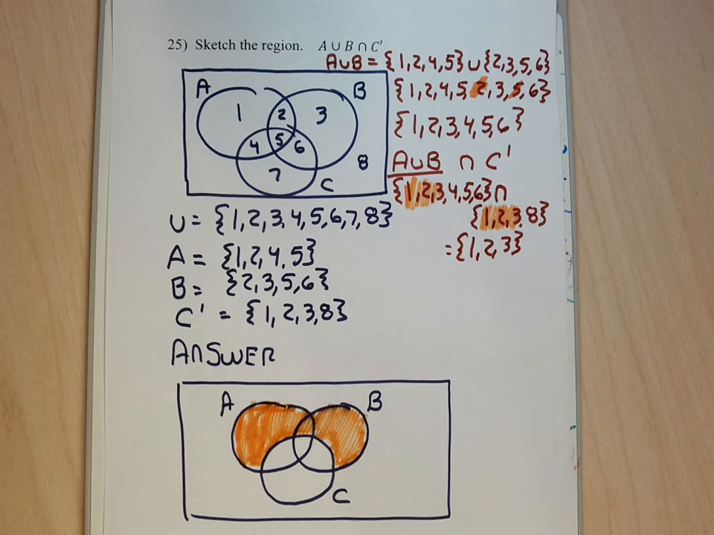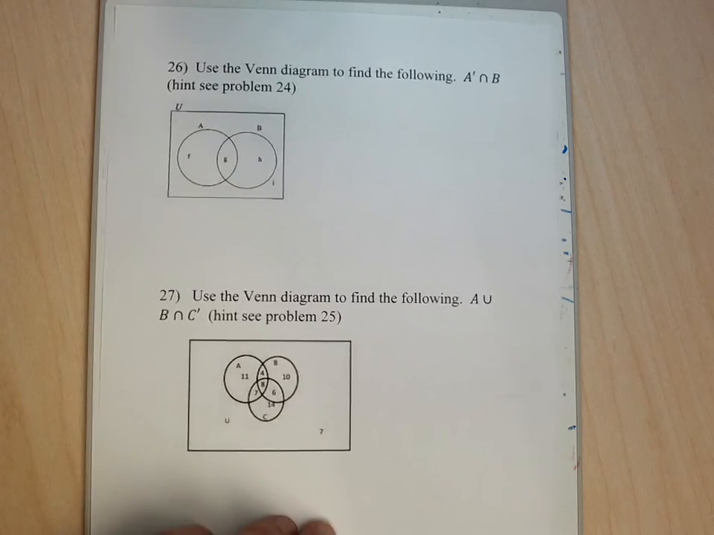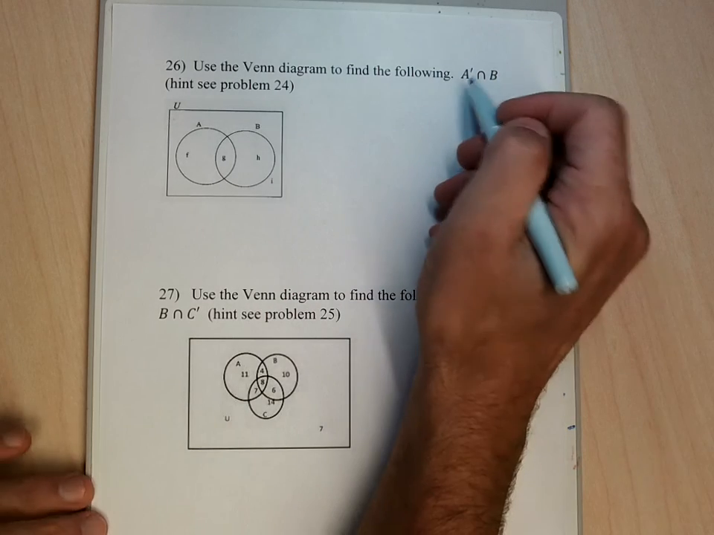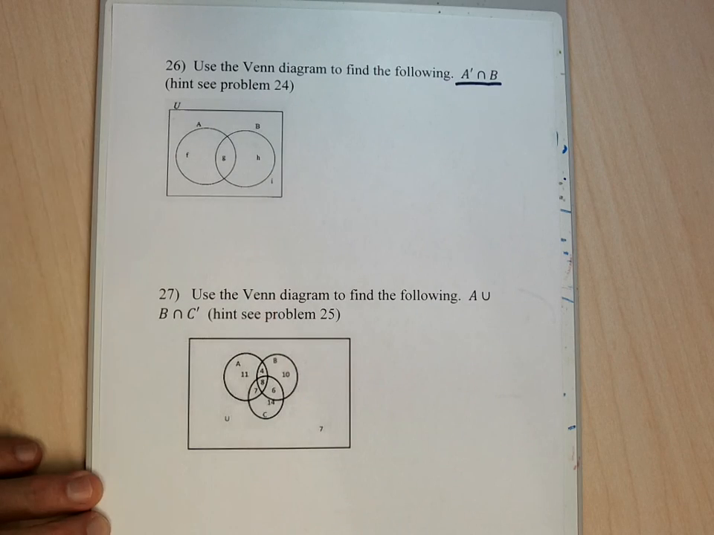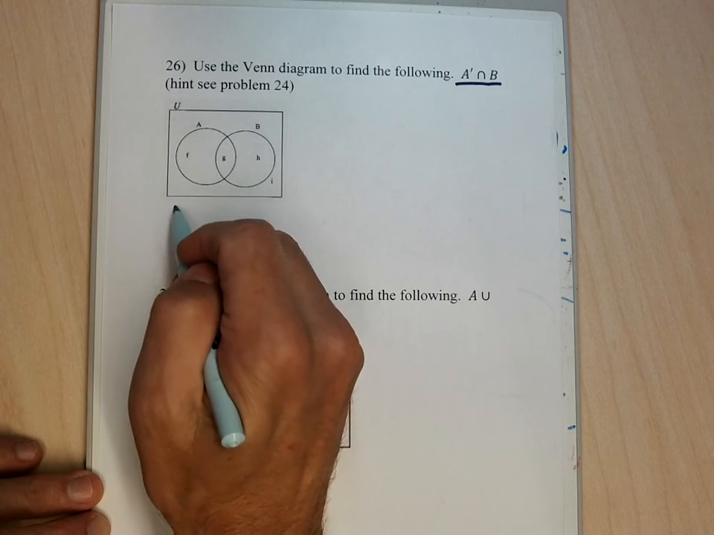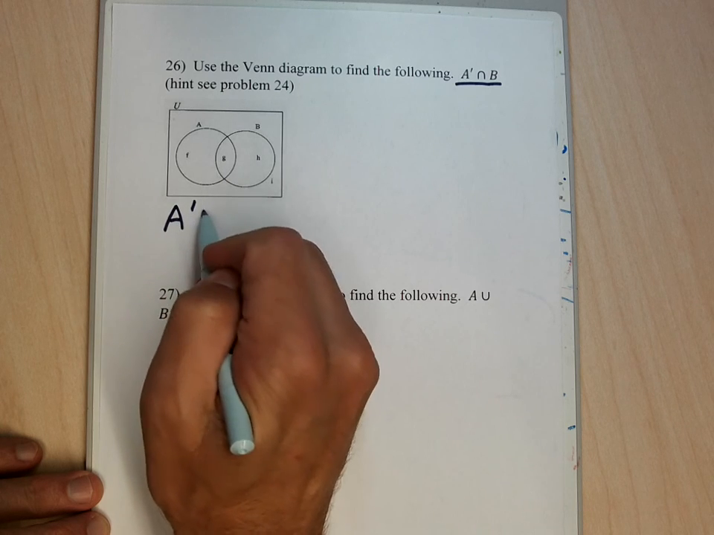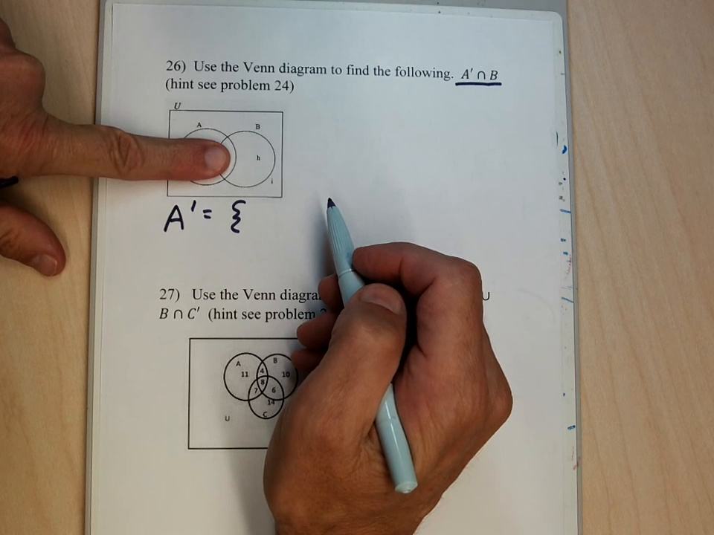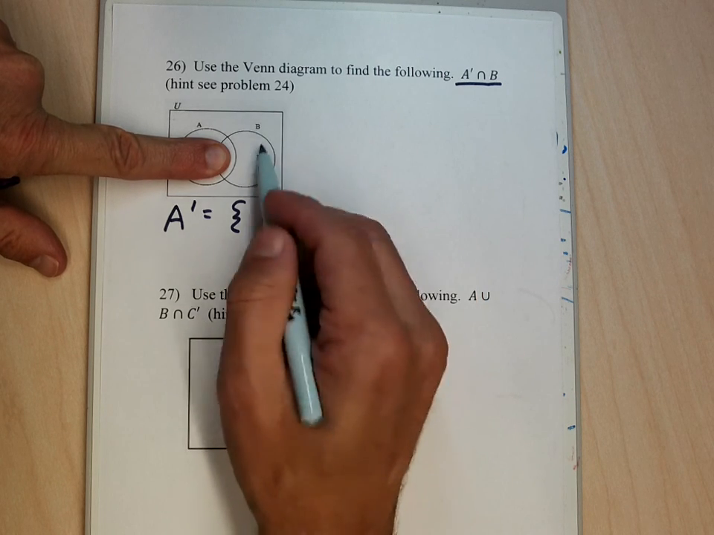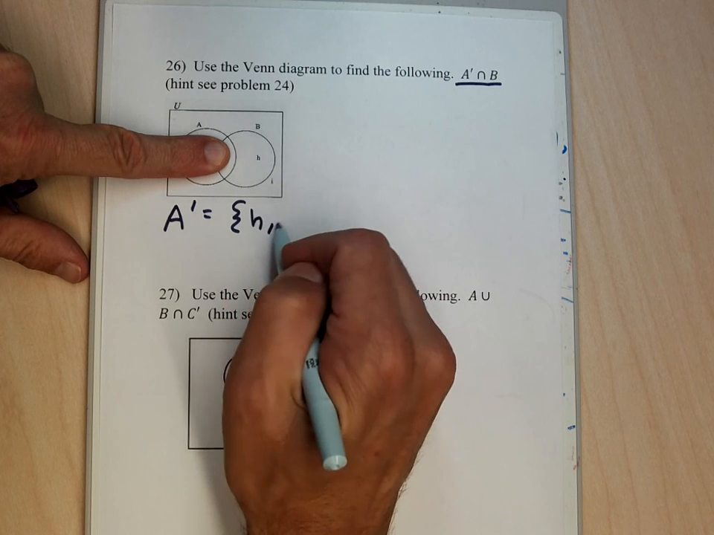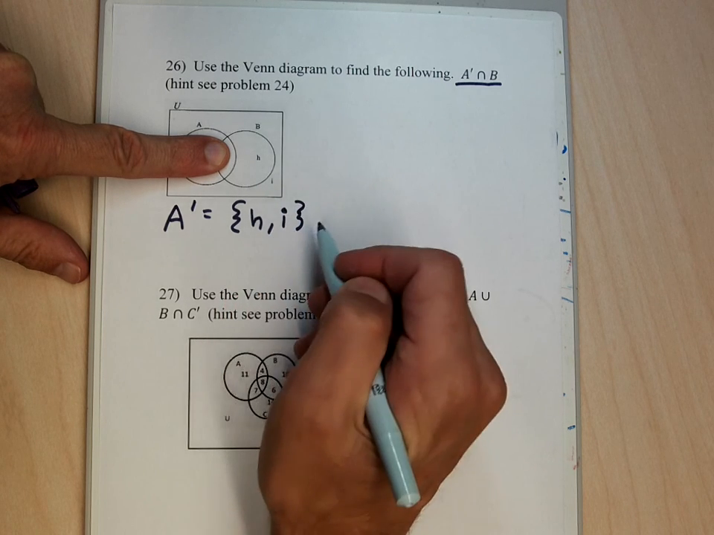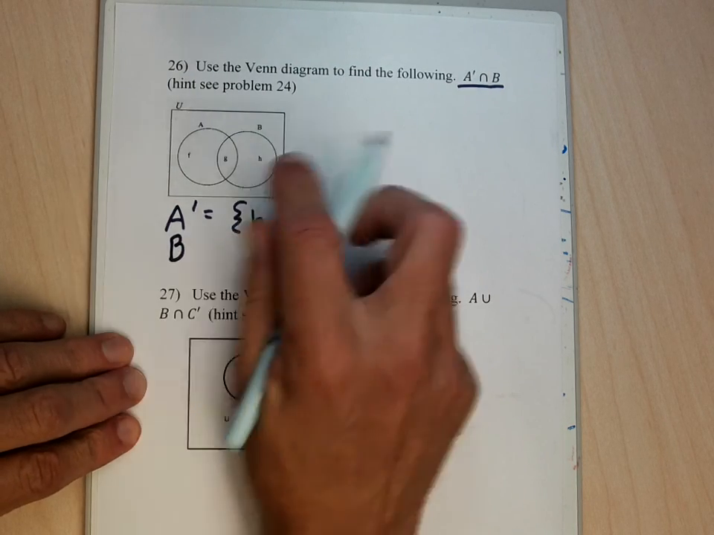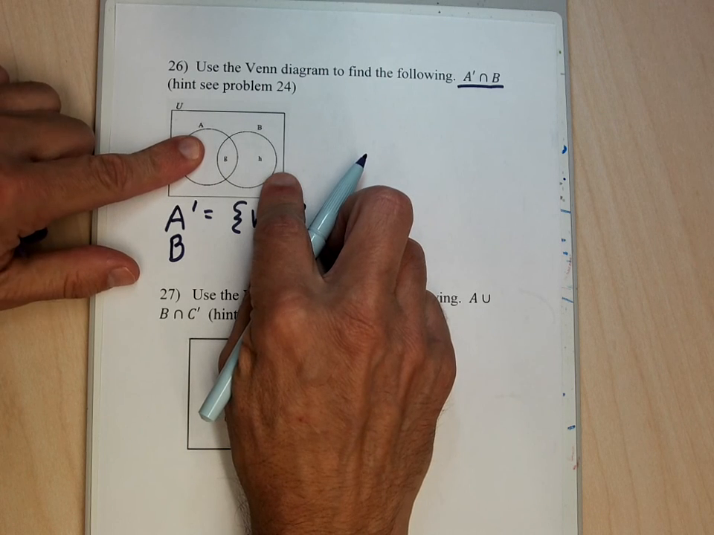Okay, so I'm going to basically do the same thing for 26. I'm not going to be so clever. I'm going to find A complement intersection B for the sets in this Venn diagram, and I need to find a set for A complement. A complement is any element that's not in the A circle. So if I cover up the elements in the A circle, the elements that aren't in the A circle are the elements of A complement. So A complement has the letters H and I. And then I need to intersect it with B. B is any letter in the B circle, so that's going to be the letters G and H.